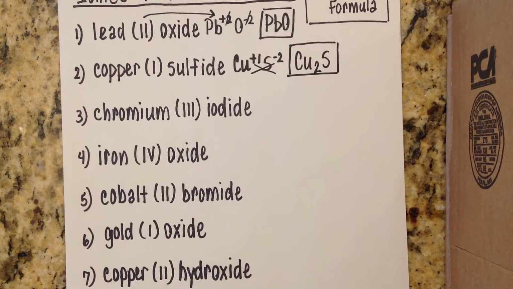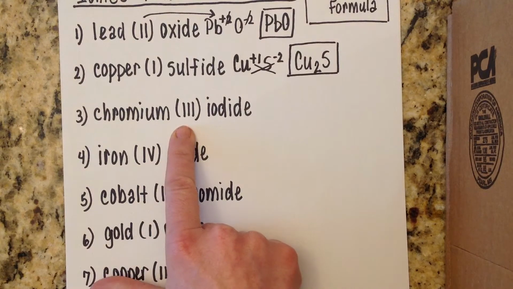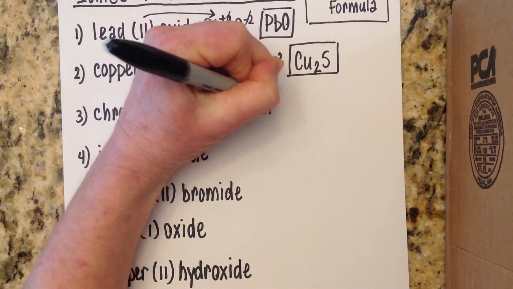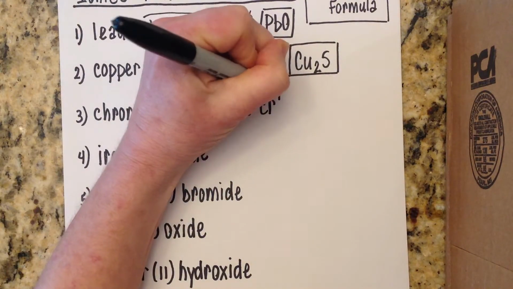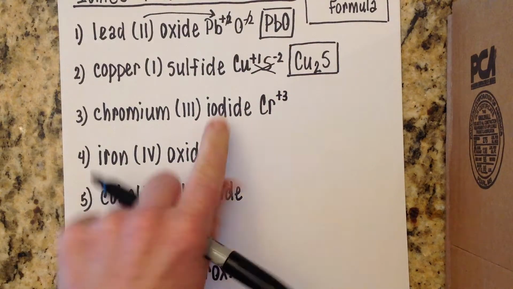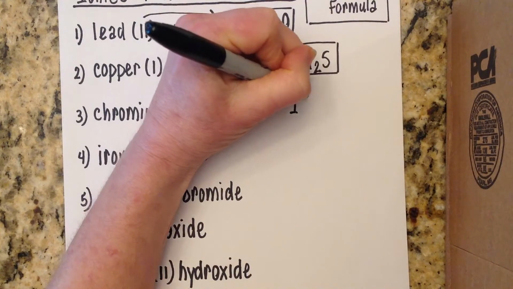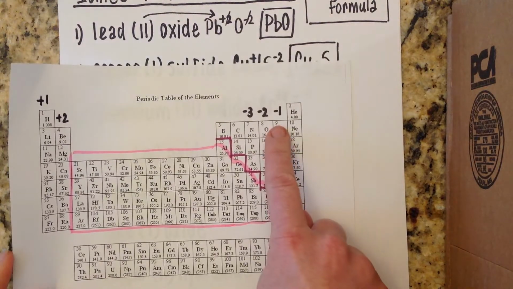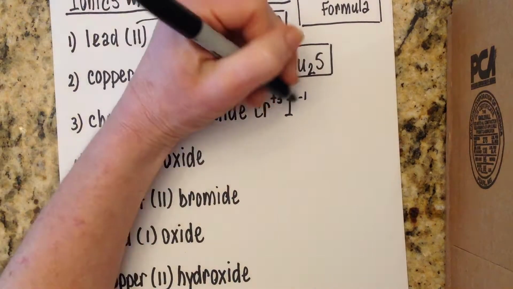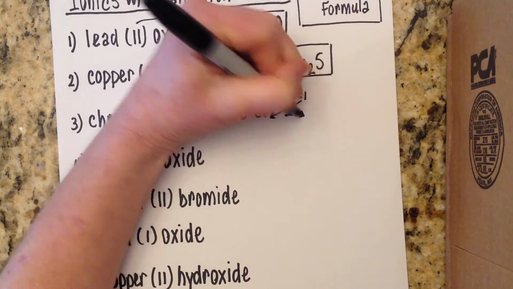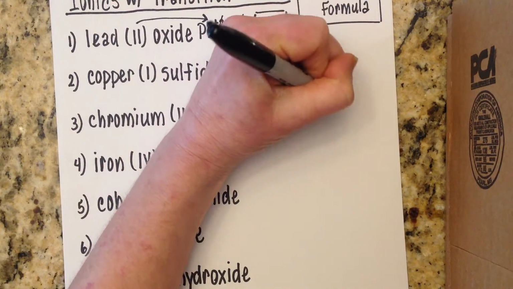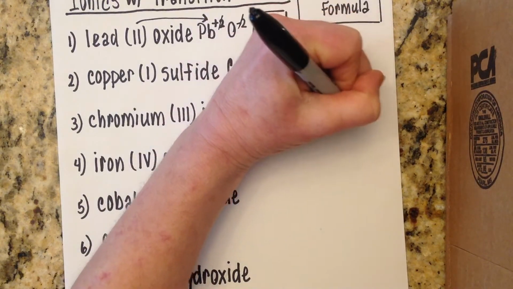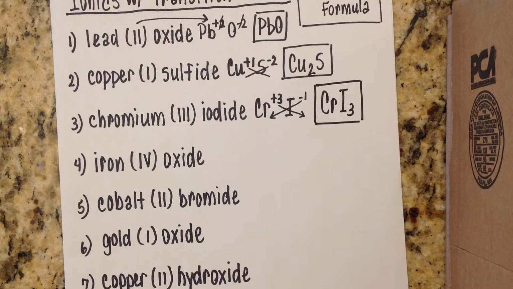Number 3, we have chromium(III) iodide. So we know chromium is Cr. We haven't used that one yet. +3 charge. Iodide is a halogen. It has a -1 charge. I know that again because it is in the -1 column of the periodic table. I bring the 1 here, the 3 here. I get CrI3. That's it. So they're just giving you the charge and you're crisscrossing.